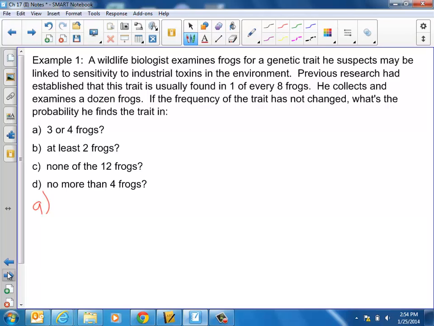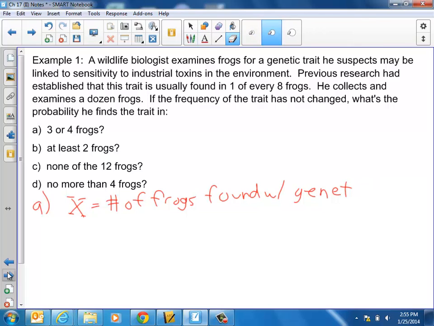We are going to start by defining a random variable. The random variable that we care about, let's just call that x, partly because I like to draw the x with the little bars on it. I think it looks cool. It's equal to the number of frogs found with the genetic trait that this geneticist cares about. And we do have Bernoulli trials here.